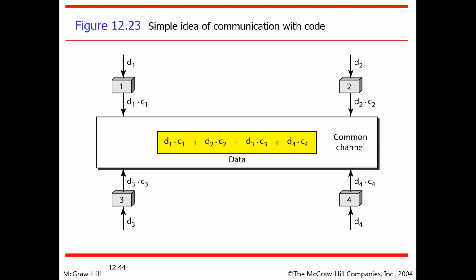So basically, all the transmissions will be happening in parallel, let's assume, in the common channel. What exactly is the data that is going to be traveling through the common channel? It is going to be the sum of the respective products of each station's data with their unique code. So station 1 transmits D1C1, station 2 transmits D2C2, station 3 transmits D3C3, station 4 transmits D4C4, and what is actually traveling in the media is the summation of the respective products. Let's go into a little more detail with an example.